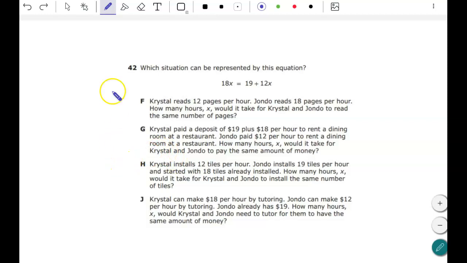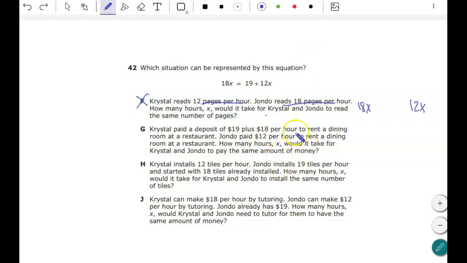All right, so question number 42. Which situation can be represented by this equation? So 18x is equal to 19 plus 2x. Crystal reads 12 pages per hour. Okay, so that could be the 12x for sure. John Doe reads 18 pages per hour, so that could be the 18x. How many hours would it take for Crystal and John Doe to read the same number of pages? So it doesn't mention that 19 at all, so F is not it.